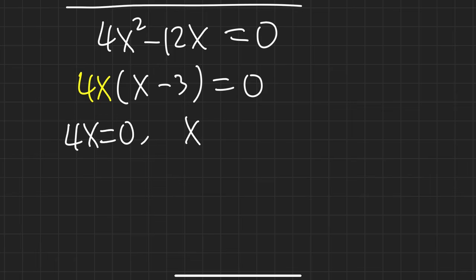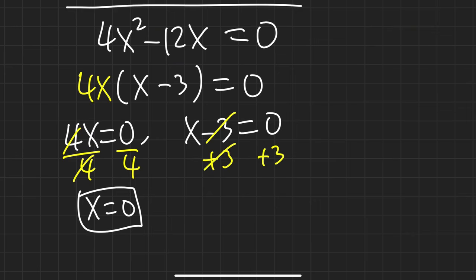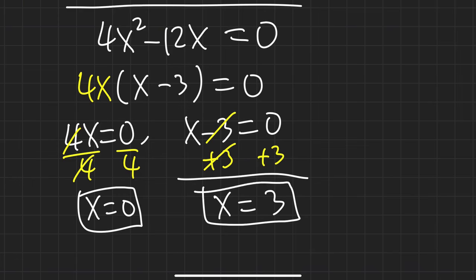And then the second factor, x minus 3, put it equal to 0. So the first answer will be 0 after we divide both sides by 4. 0 divided by 4 is 0. And then for the second one, add a 3 to both sides, and we get x is equal to 3. And then we're done.